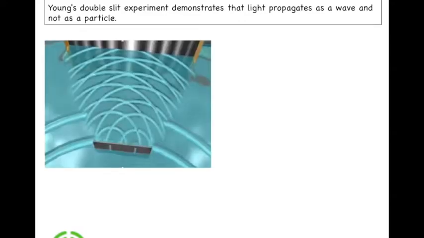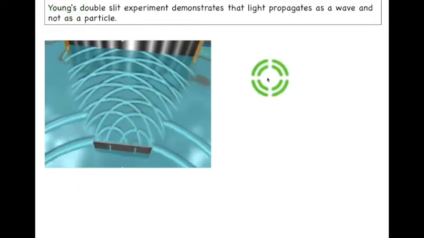Young's double slit experiment demonstrates that light propagates as a wave and not as a particle. As we've just seen, if we put matter particles through two slits, we just expect to see two lines. But if we put a wave through two slits, we don't see just two lines. We see areas of brightness and areas of darkness, giving a stripy pattern. The bright parts are where the waves interfere constructively, and the dark spots are where they interfere destructively and cancel each other out.